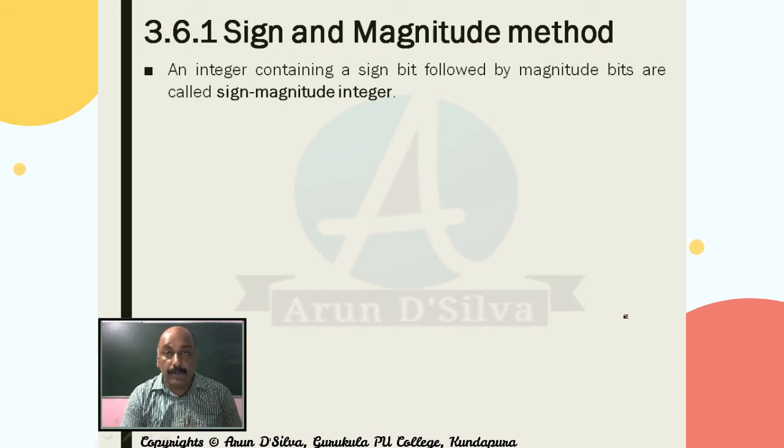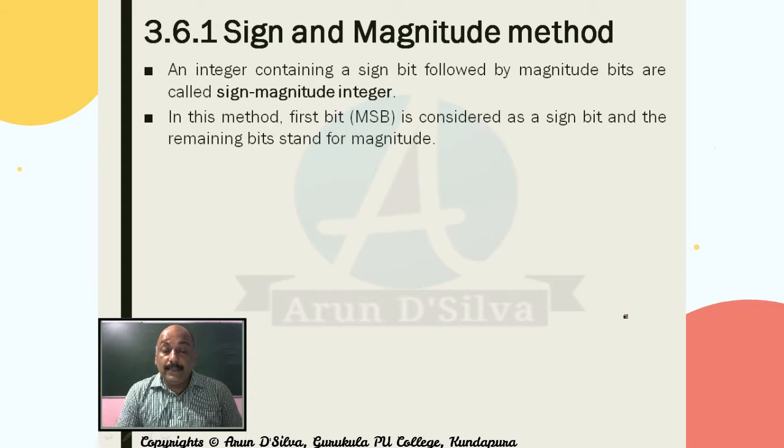Whichever integer you are representing in the computer, the first bit is decided as the sign. If it is 0, it means a positive number; if it is 1, it means a negative number, and followed by the value of whichever integer, that is called the magnitude. Such a representation is called a sign magnitude integer. In this method, the first bit, the MSB, is considered the sign bit, and the remaining bits stand for the magnitude.